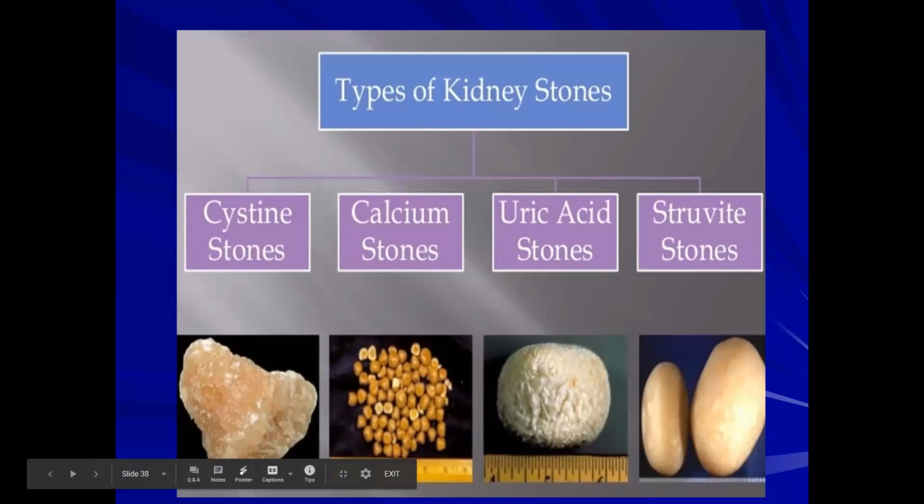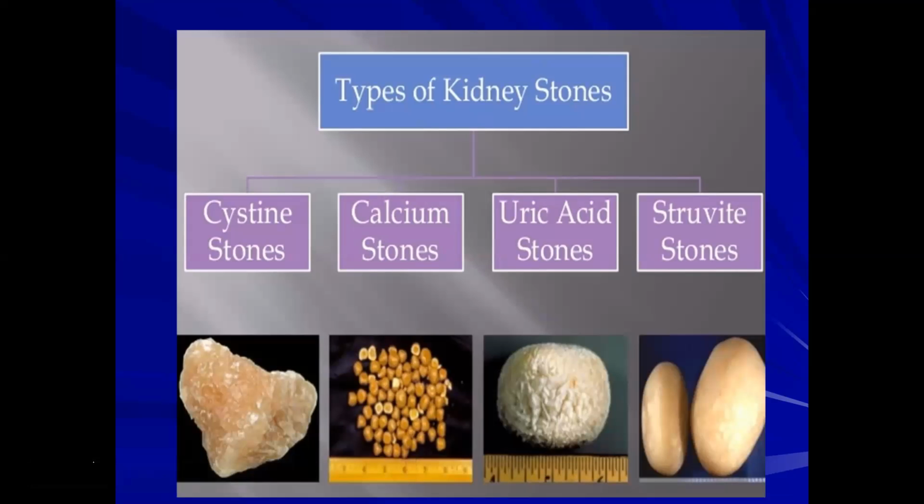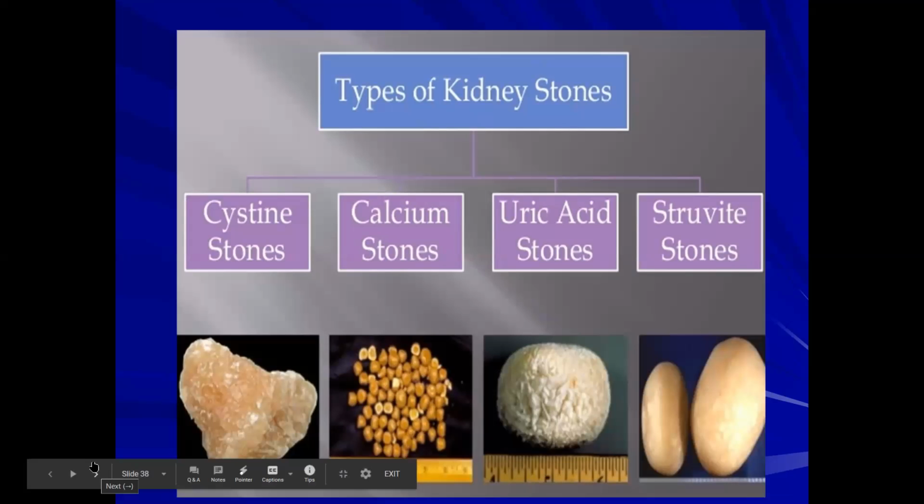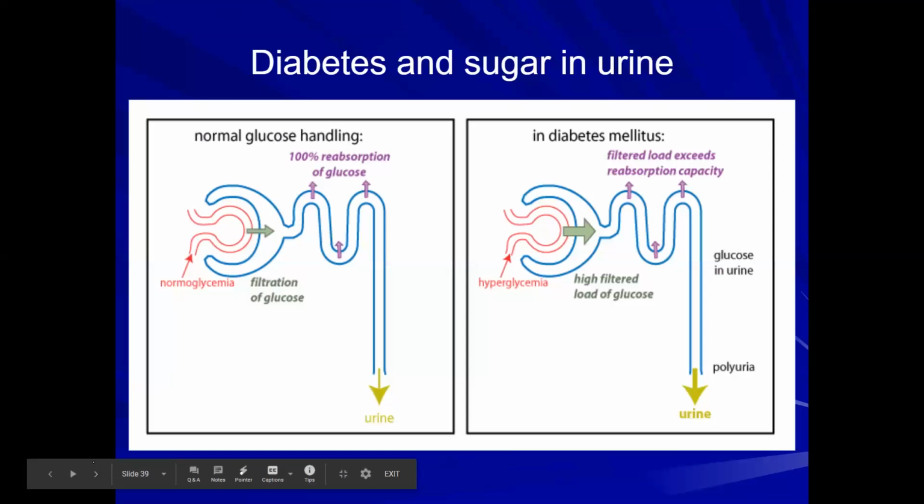You don't need to know any of these kidney stones. I just wanted to show you that they can be made out of different waste products. So we talked about uric acid being a waste product. There are also calcium stones and cysteine stones and struvite stones that will all deposit in your kidneys or your bladder depending on what you have in your diet.